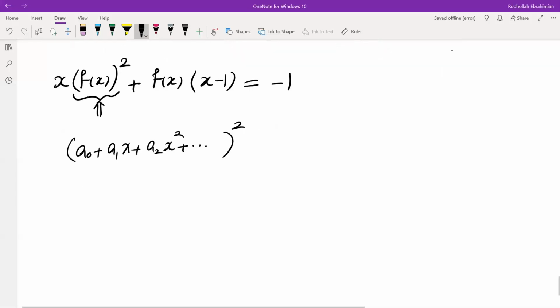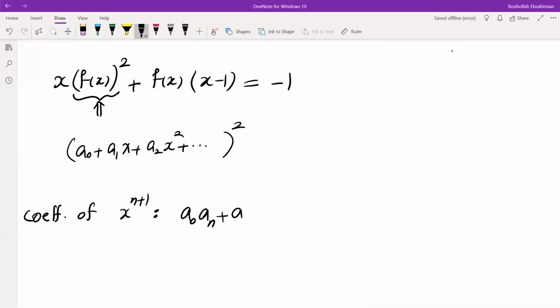Now, if you want to get x to the power of n, you have to either multiply a0 by an, or multiply a1 by an minus 1, or all the way going back to an minus 1 by a1 and an by a0. So that gives you the coefficient of x to the power of n. And there's an x in front of that, so that produces x to the power of n plus 1.